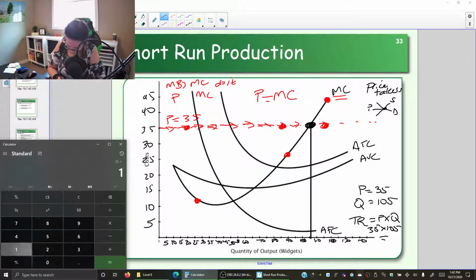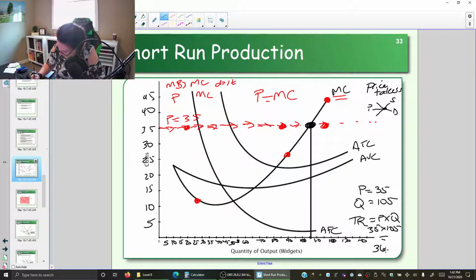35 times 105, which is $3,675. So in this example, our total revenue is $3,675. Then the question is, how much profit are we making? Well, how do we figure out our profit? Well, we could look at total revenue minus total cost. That's one way to get profit.